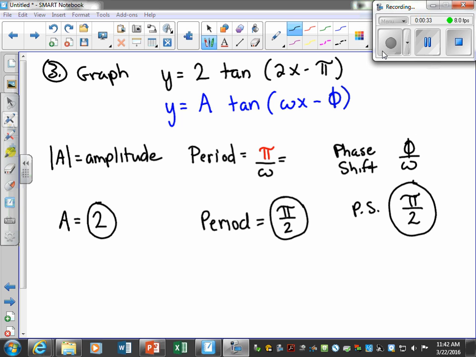Okay, good. So your a is 2, your period is pi over 2, and your phase shift is pi over 2. Now, remember we're going to do this a little bit different. For the tangents, we're going to use the method that we learned in our previous lesson. So the first thing we want to do is find the asymptotes.